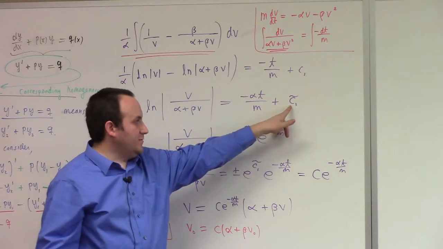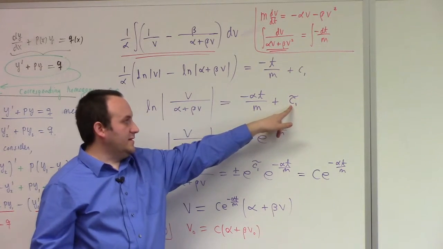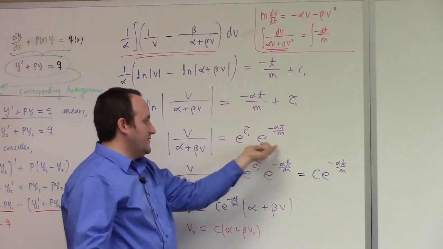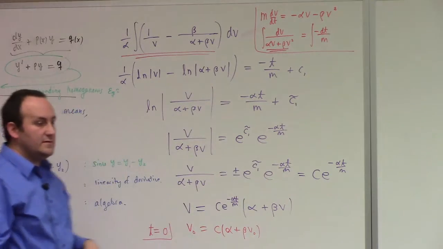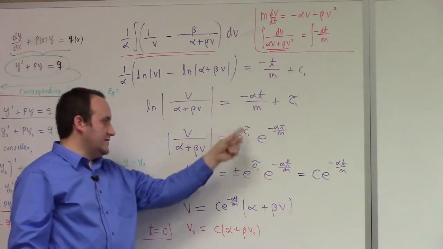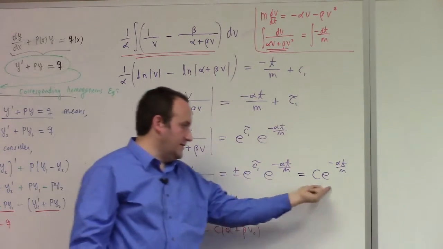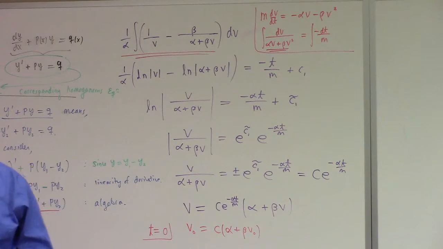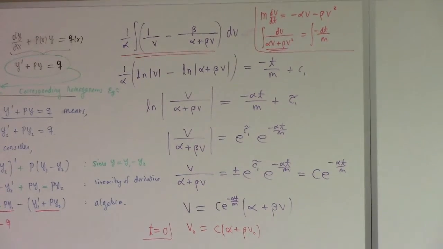If I have e to the this plus that, that's the same as the product of the exponential times that, by properties of exponentials. Then I throw the plus or minus of the absolute value into the constant here. And then I solve for v by isolating v. So that's it. The algebra and the solution technique here is very much like what I showed you.